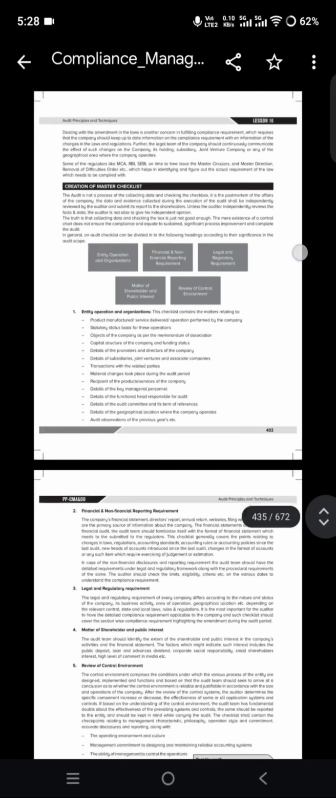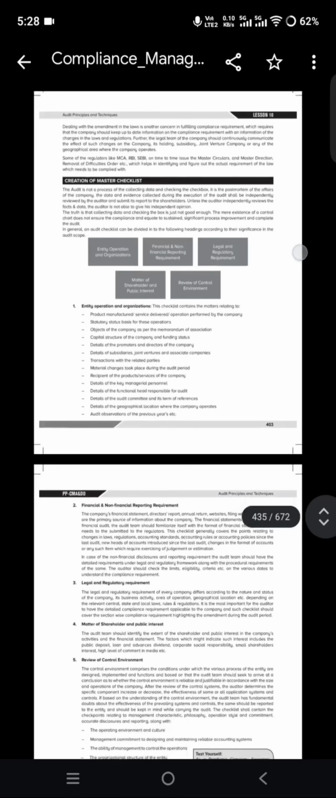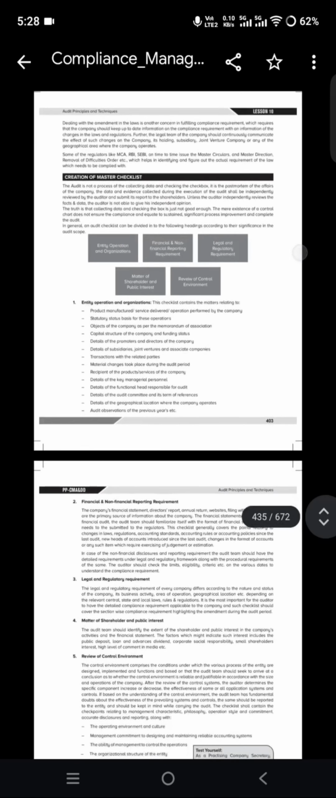Entity, operation and organization, financial and non-financial. Generally, if an auditor wants to check, what and all will he check? Entity, operation and organization: how the entity is operating. Second, financial and non-financial. As a CS, we are more into non-financial matters. Next, legal and regulatory requirement, matter of shareholders and public interest, review of control environment. In control environment, there are some more points that may also turn up.